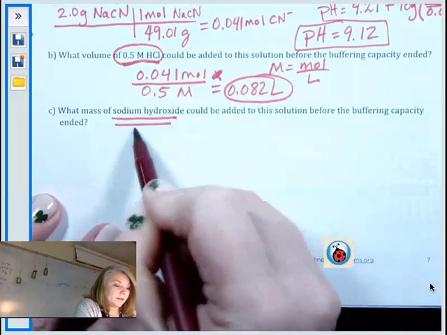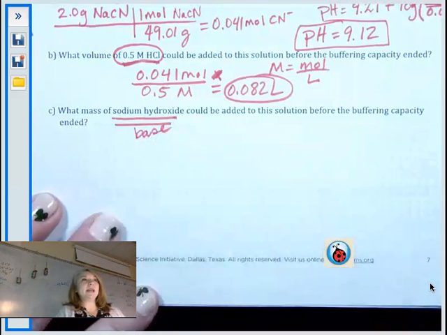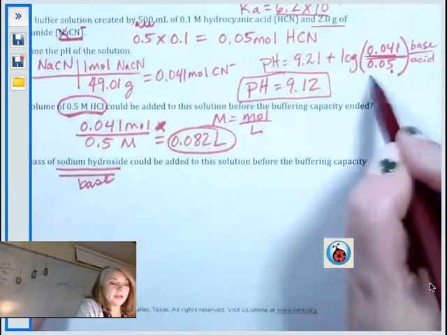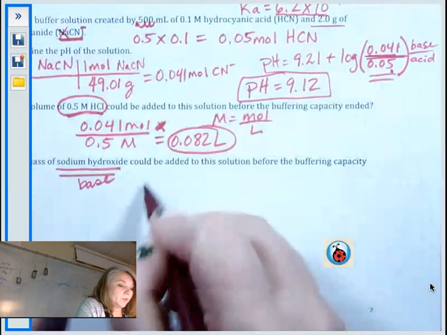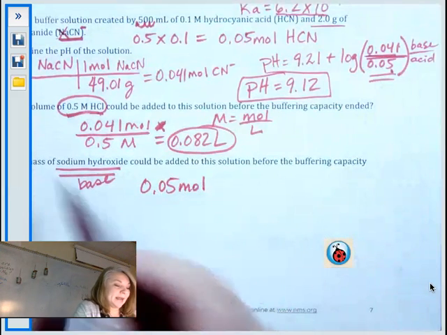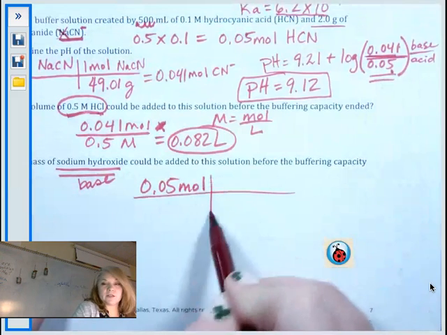It's a base, right? And so what takes care of that base? Yeah, the acid. So how many moles of acid do we have to take care of it? 0.05. 0.05 moles. Okay, and so we want to know what mass of sodium hydroxide. Let's just convert that to grams.